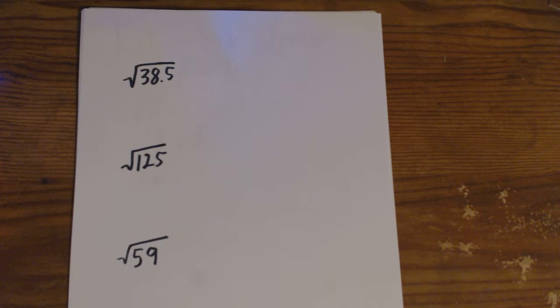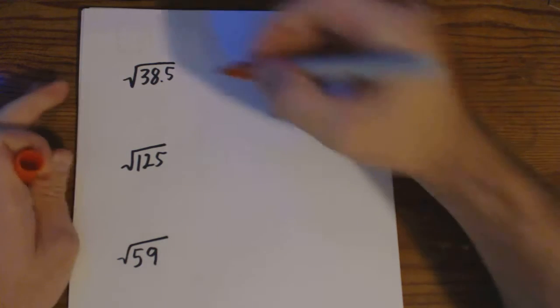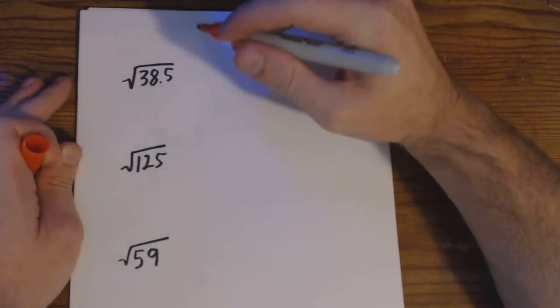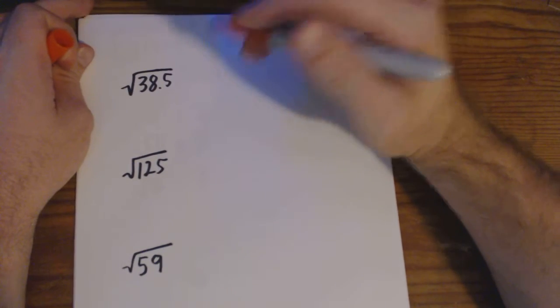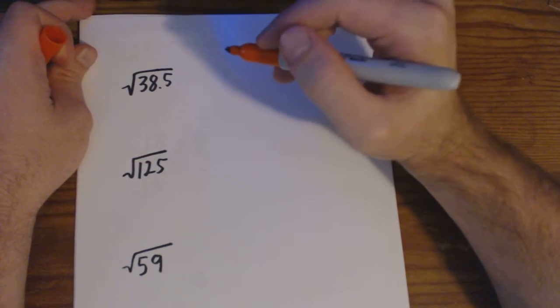Our first one here is 38.5. Estimate the square root. We're going to estimate to the nearest whole number. Now, we see this decimal here. Is that going to change this? I'm going to tell you it's not. That's not going to change anything. We're still going to estimate to the nearest whole number.